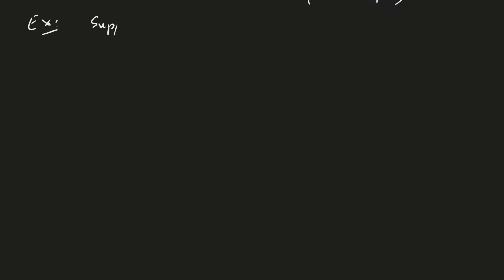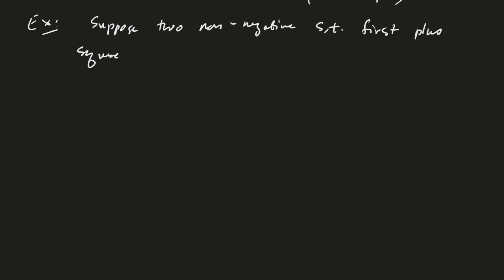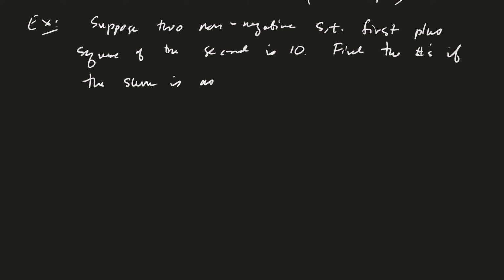Suppose I have two non-negative numbers. Non-negative meaning it's positive or zero, such that the first plus the square of the second is 10. Find the numbers if the sum is as large as possible.